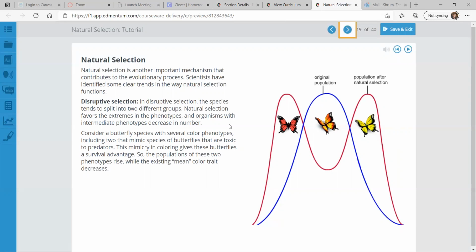Consider a butterfly species with several color phenotypes, including two that mimic species of butterflies that are toxic to predators. This mimicry and coloring gives these butterflies a survival advantage. So the population of these two phenotypes rise while the existing mean color trait decreases. So this is the original one, and then these two extreme phenotypes, if they help survive, the population of those will rise while the existing current original population decreases, since they are less adaptable.